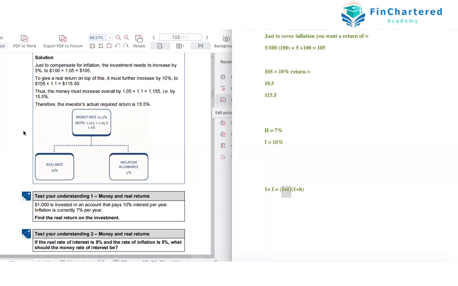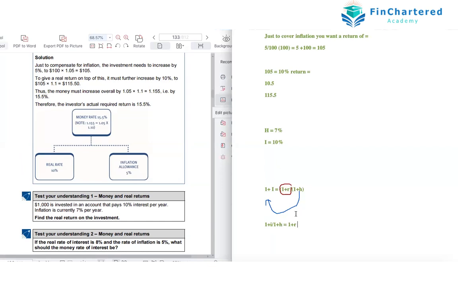So going back to simple school mathematics, what will you do? In order to get 1 plus r, you will have to send this 1 plus h to the left hand side. On the right hand side, you had multiplied, so when you move it to the left hand side, the sign will change and it will be divided. So the formula will become simply 1 plus I divided by 1 plus h is equal to 1 plus r. That much simple it is.